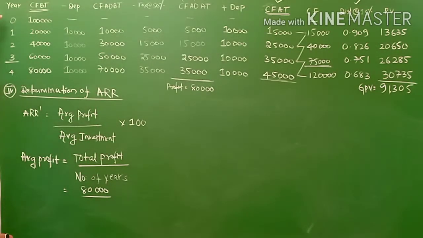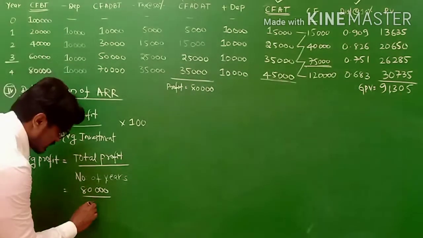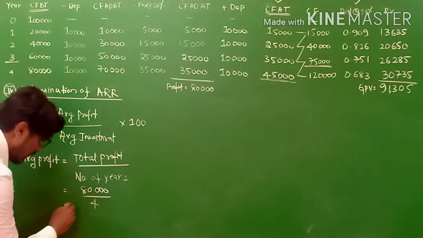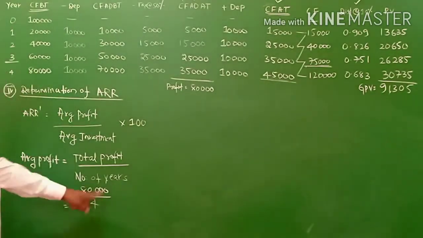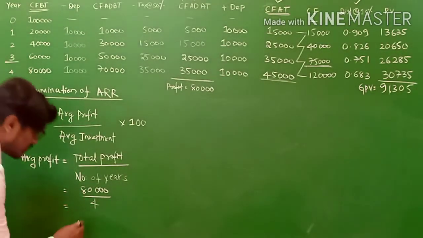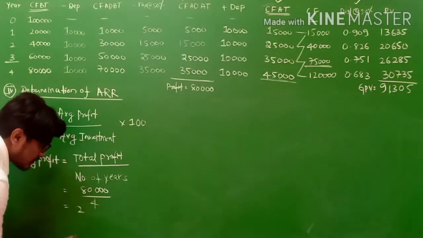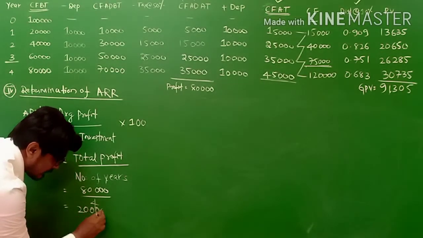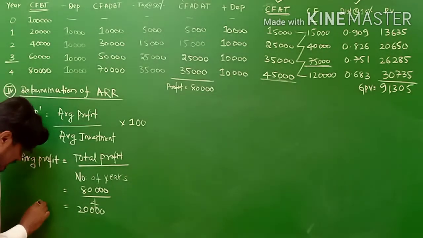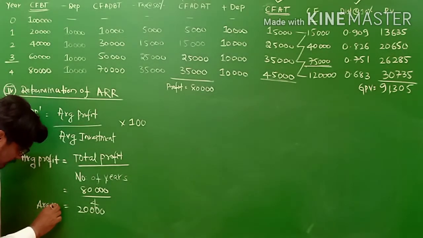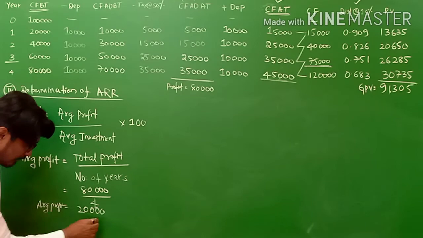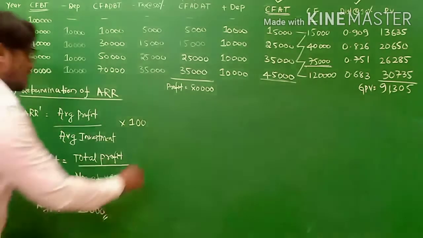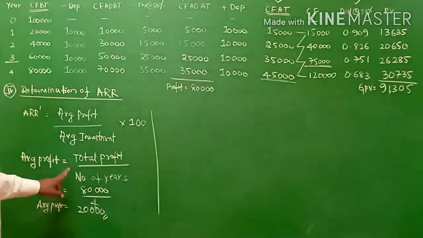You know, 0 is always 0, it is the initial investment here. 1, 2, 3, 4, so there are 4 years. If you divide 80,000 by 4, 80 over 4 equals 20, so it is 20,000. So average profit equals 20,000. Right. Next, I want the average investment.